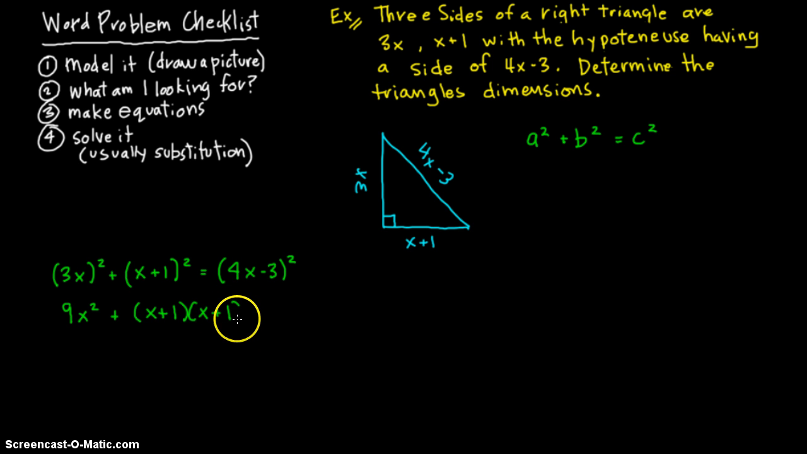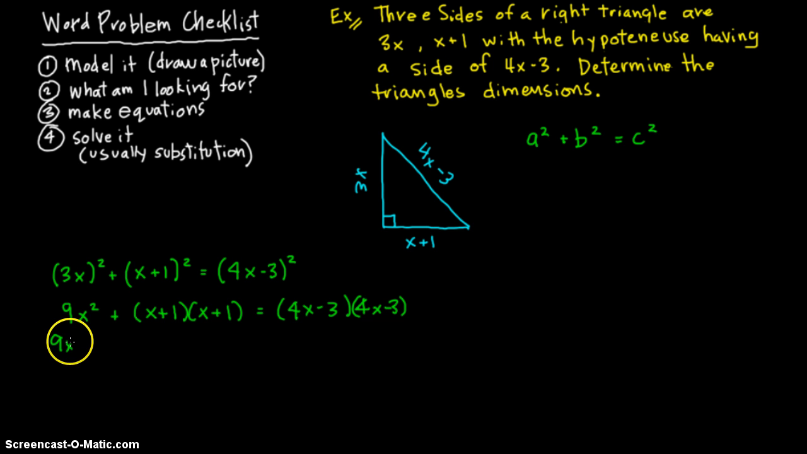You're multiplying it by itself, so I'm going to have to work that out later. And this one, same thing. 4x minus 3 times 4x minus 3. Whoops, I don't know what I just wrote there. Hang on. Erase that. Try again. 4x minus 3.